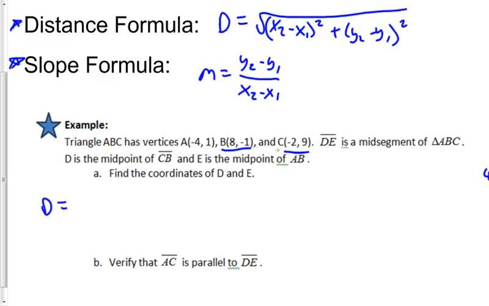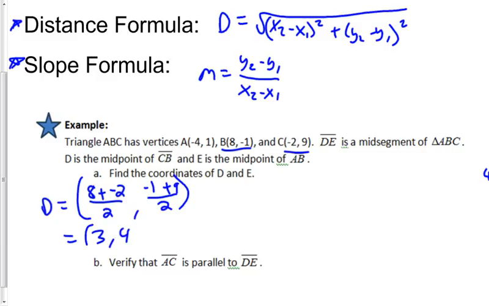And we're going to do the 8 plus -2 all divided by 2. Sorry. And then the y values, we're going to do -1 plus 9, and then divide that by 2. So our point for D is going to be 6 divided by 2, which is 3, then 8 divided by 2, which is 4. So the midpoint of CB, or point D, is going to be 3, 4.